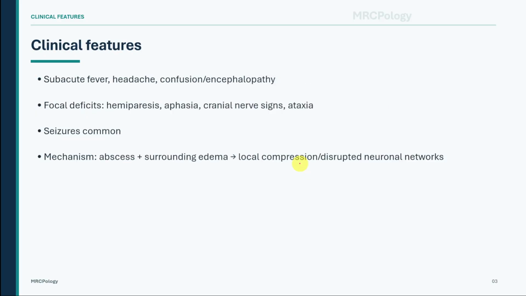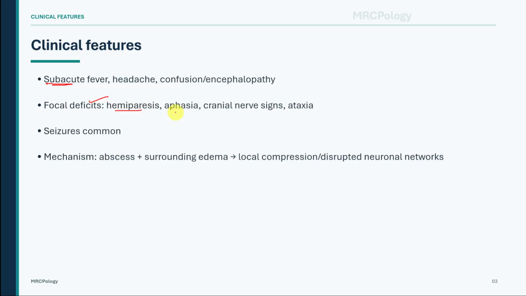The presentation is usually subacute. Patients may develop fever and headache because of inflammation. Confusion or encephalopathy occurs because brain function is disrupted. Focal neurological deficits occur because the lesion affects a particular brain region.